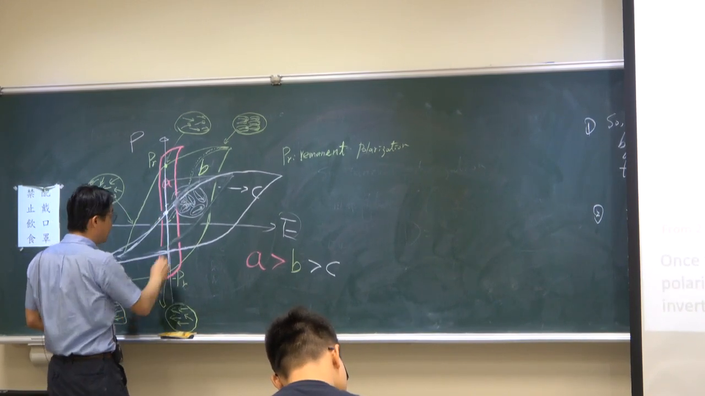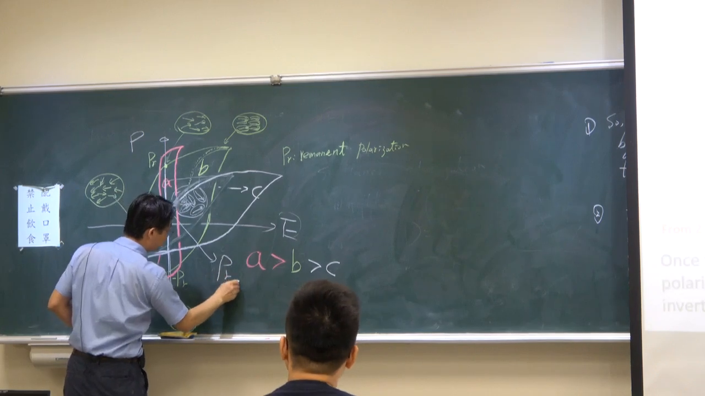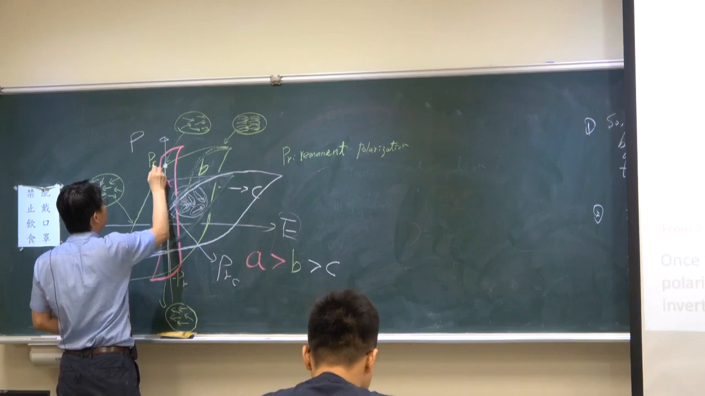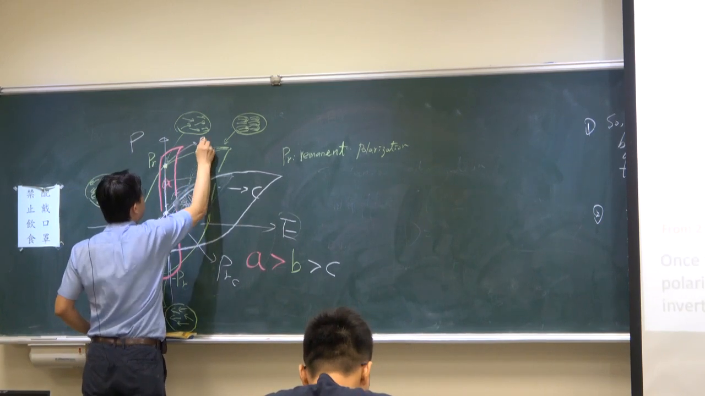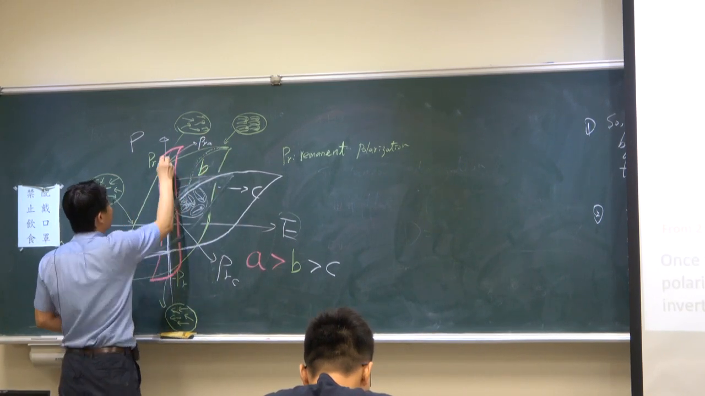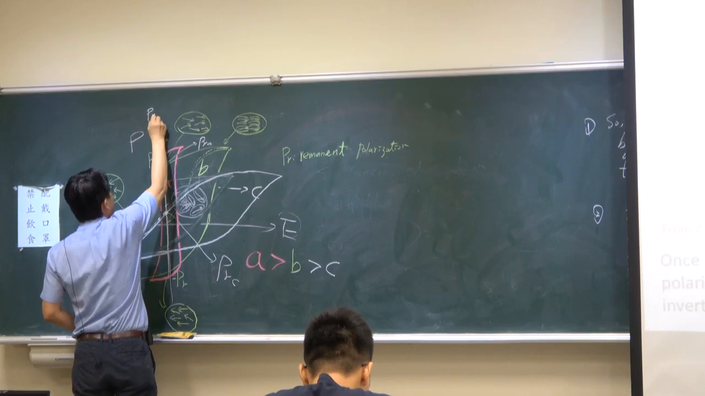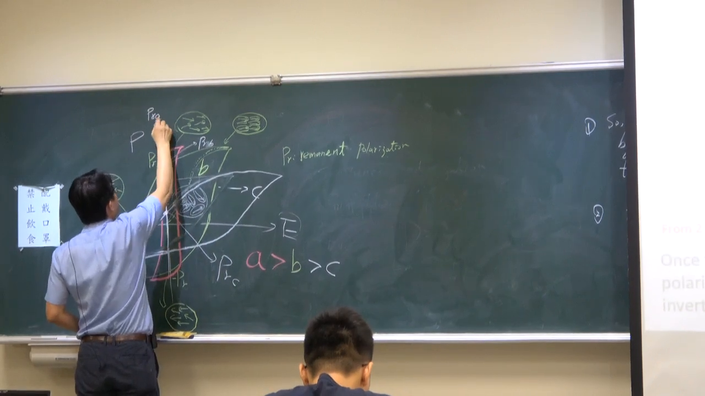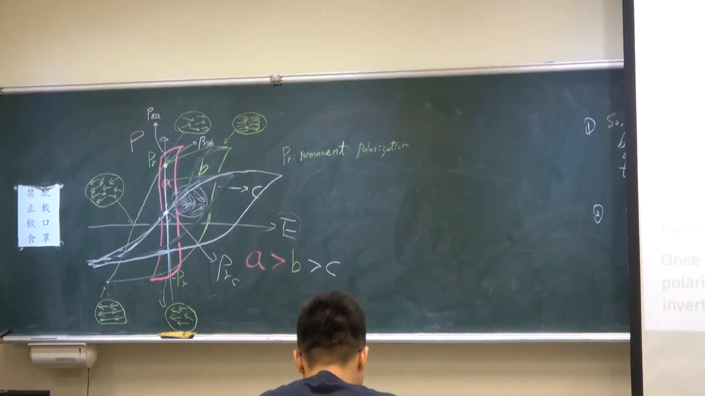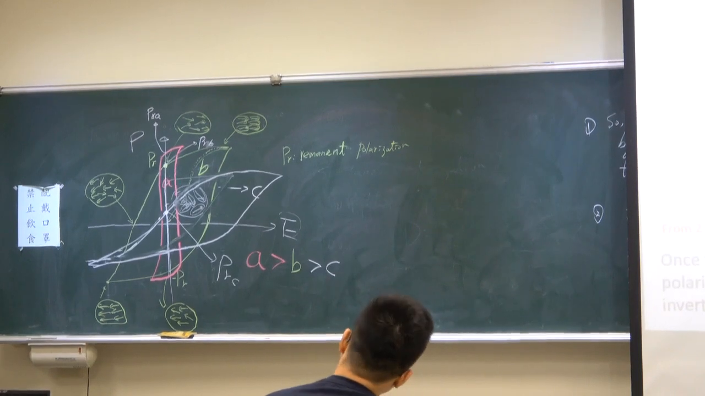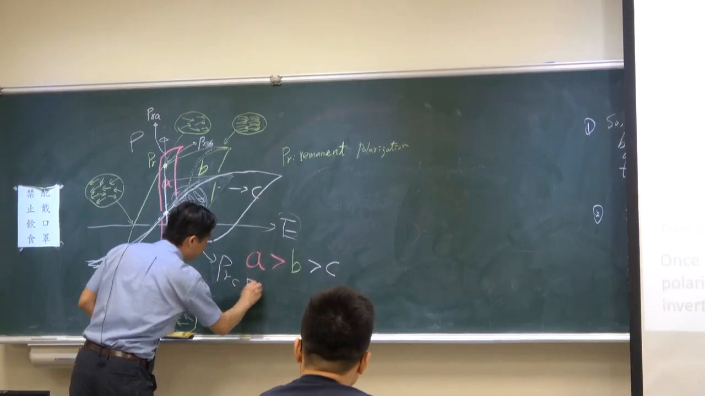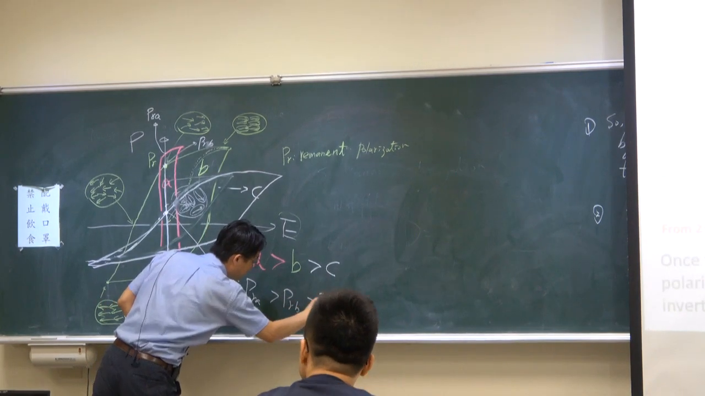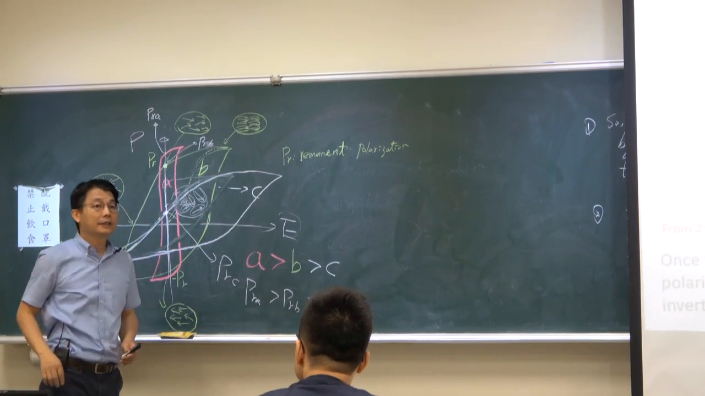This is PR C for the C curve, right? This is PR for the B curve. This is PR for the A curve. Okay? So PR A is larger than PR B, which is larger than PR C. Okay?